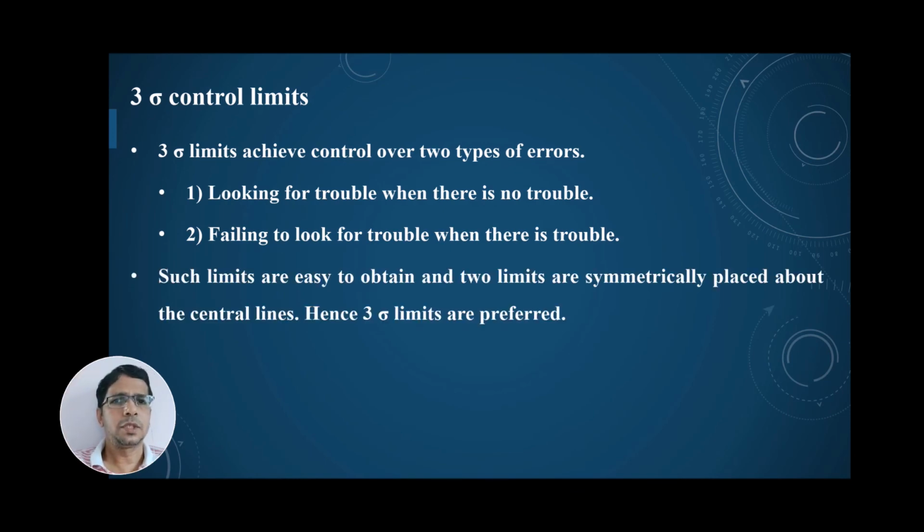Such limits are also very easy to obtain. Why are we using 3 sigma control limits? Apart from controlling the error, they are very easy to obtain, and the two limits are symmetrically placed about the central line, and hence 3 sigma control limits are preferred.